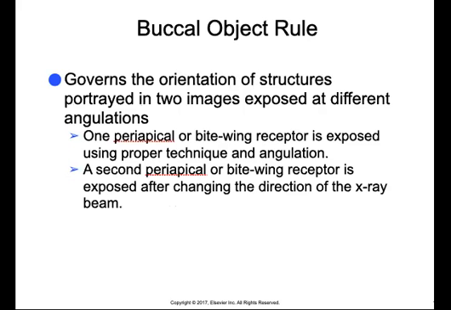So there are two basic techniques that are used to localize objects: the buccal object rule and the right angle technique, which we will go over in just a minute. The buccal object rule governs the orientation of structures portrayed in two images exposed at different angulations. Using proper technique and angulation, a periapical or bite wing receptor is exposed first, and then after changing the direction of the X-ray beam, a second periapical or bite wing receptor is exposed using a different horizontal or vertical angulation.